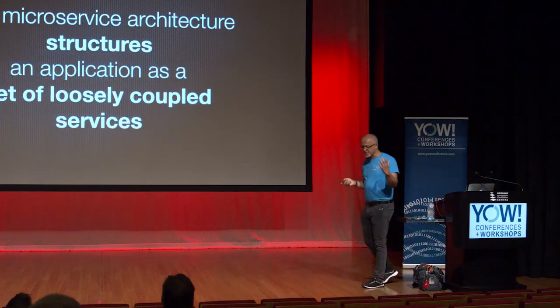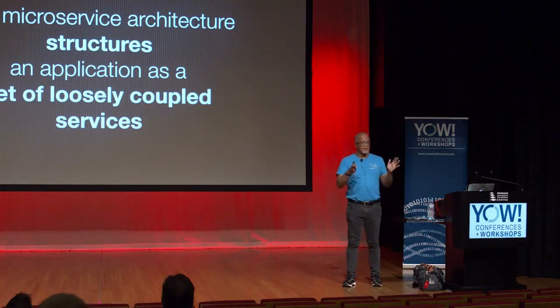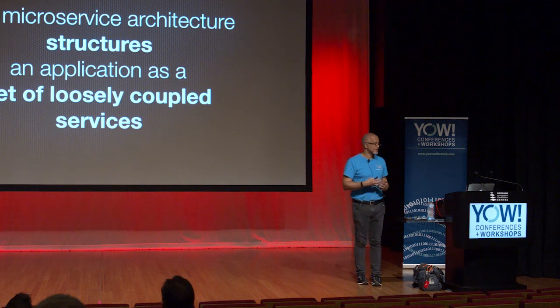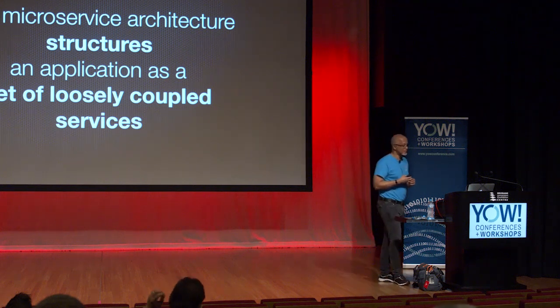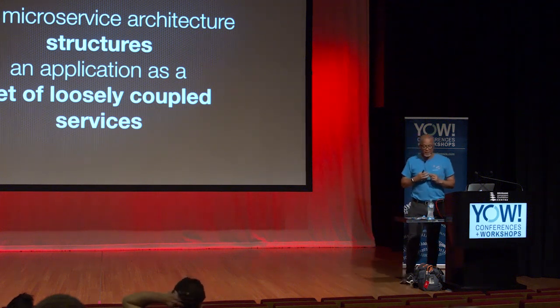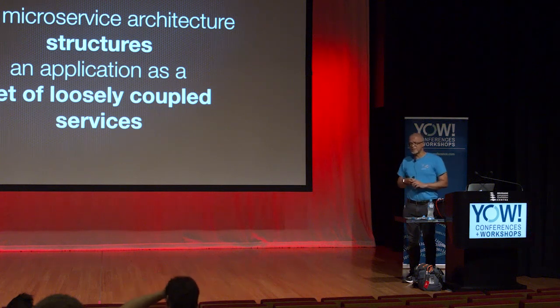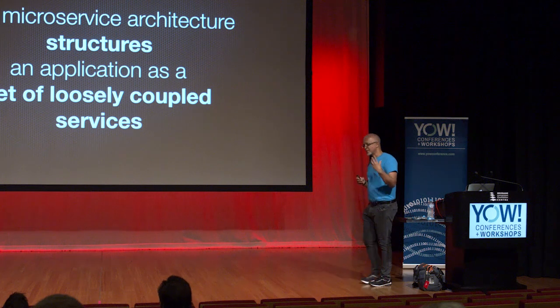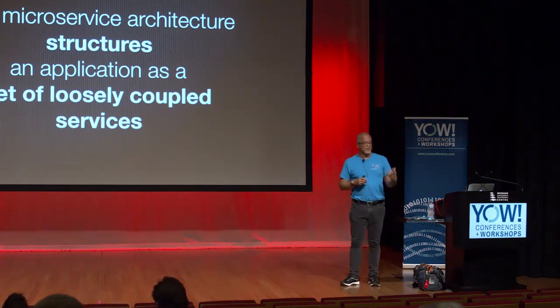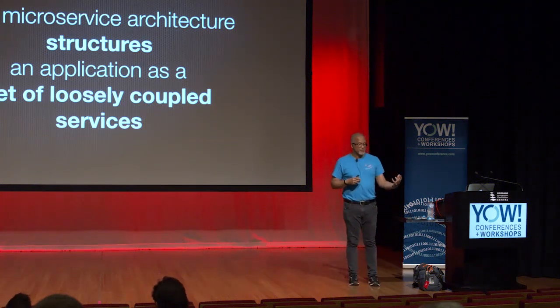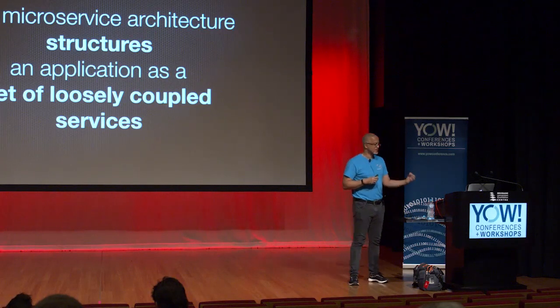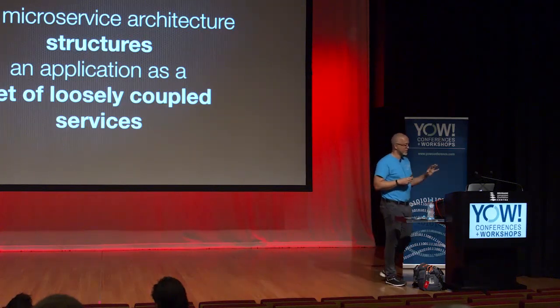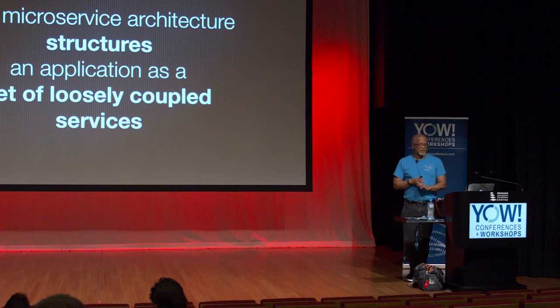So, first off, what is the microservice architecture? It's an architectural style that structures an application as a set of loosely coupled services. And they're generally organized around business functions. And one of the key things there is loosely coupled. That actually means that microservices can't share databases, or to be more precise, they can't share database tables. I'm going to talk more about that in a minute.